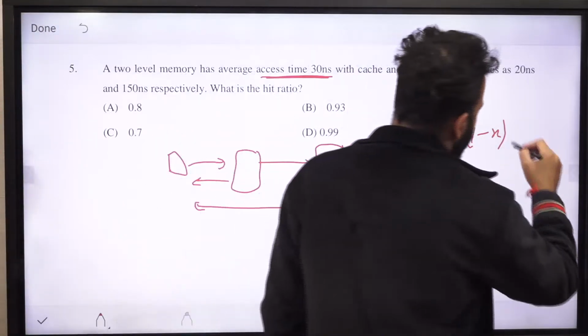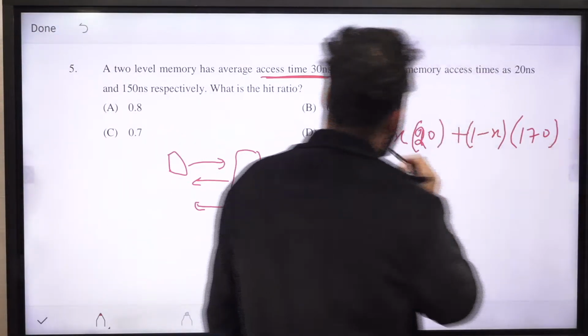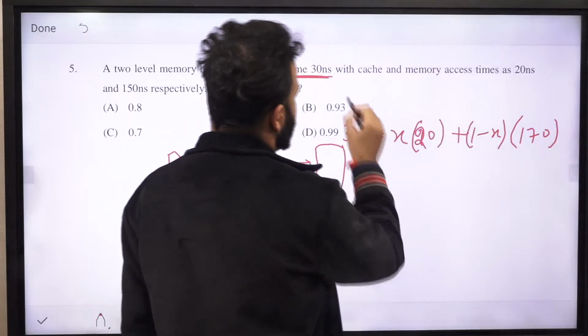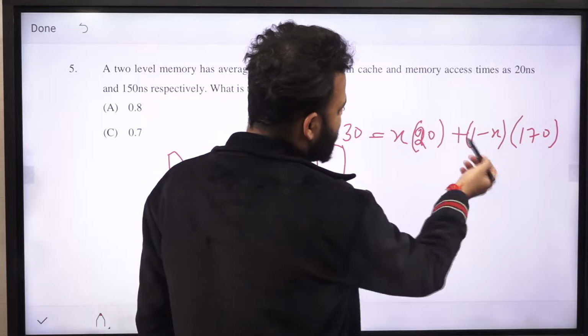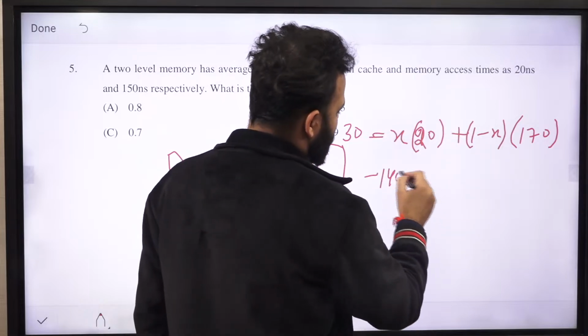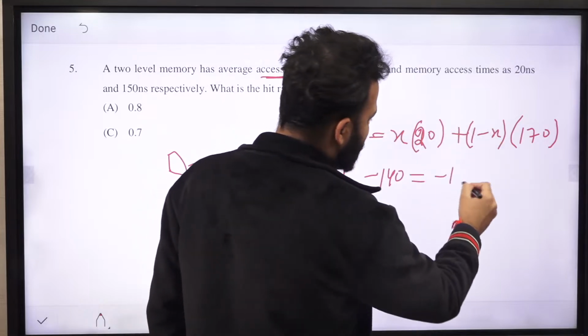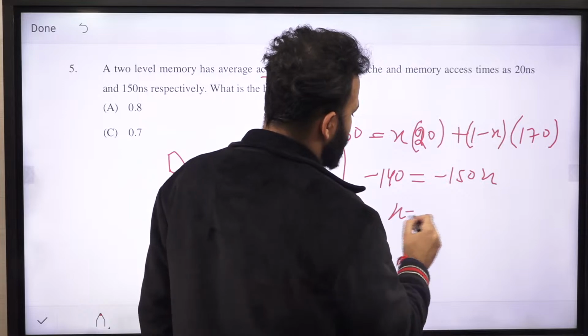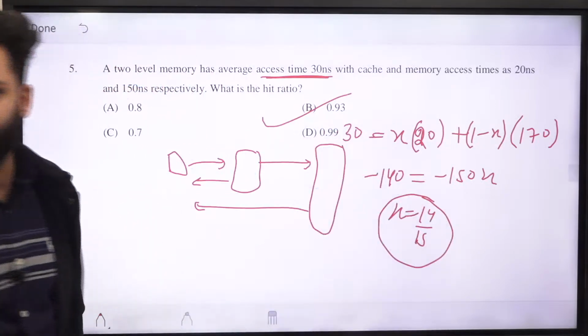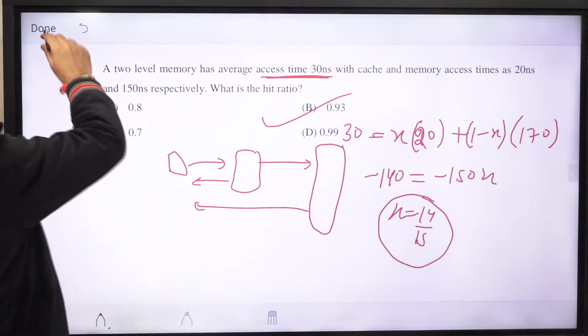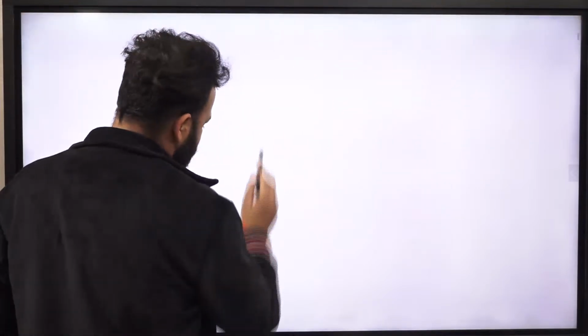So 20 plus 150 is 170, which should be equal to 30 as given in the average access time. So it will be equal to 30 and 170 will come here. So it will be minus 140, and this side we will have minus 150X. So X will be equal to 14 by 15. If you calculate it, it will come out to be B, 0.93 or 93%.